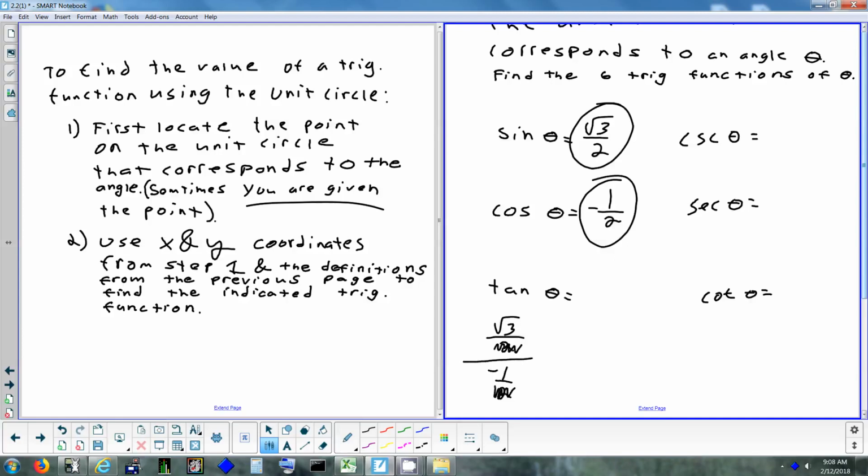And all I'm left with is the square root of 3 divided by -1. That's the negative square root of 3. Any question on that one?